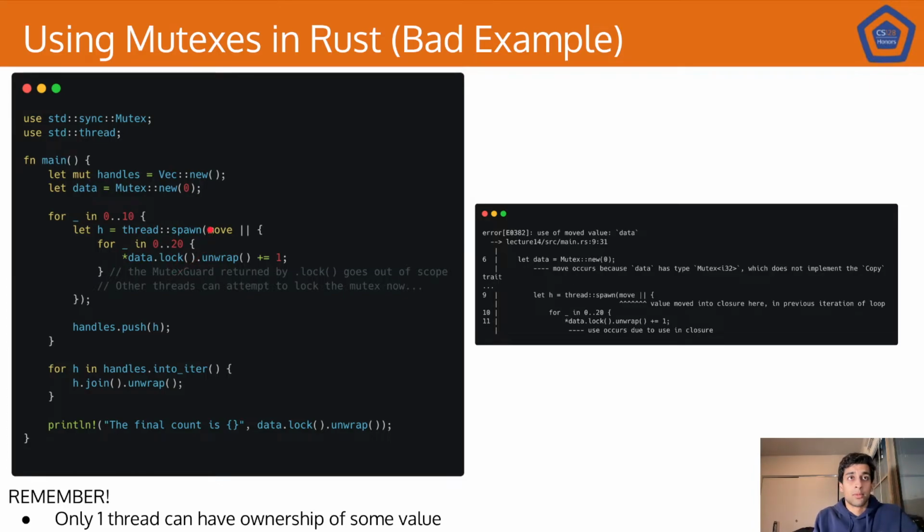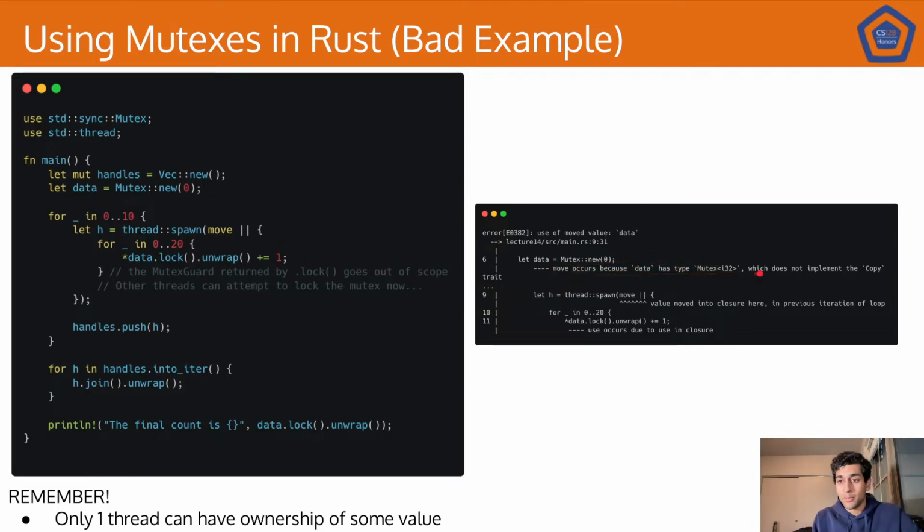But we have an issue. Remember, we said that only one thread can have ownership of some value. And when we say thread move, we're moving ownership. We're not cloning data. So we're stuck here. We get this compiler error.